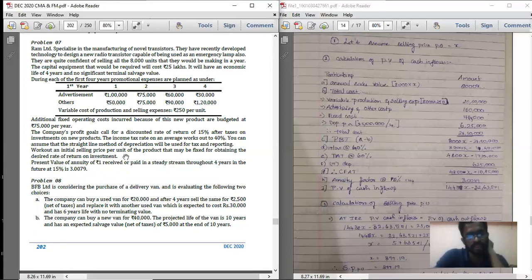Next, work out an initial selling price per unit of the product that may be fixed for obtaining the desired rate of investment. So they are asking us to calculate the selling price per unit of the product that can be fixed for obtaining the desired rate of return on investment. Here the discounted rate of return is 15%.